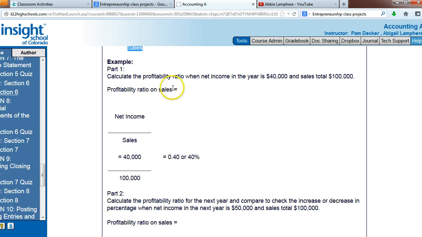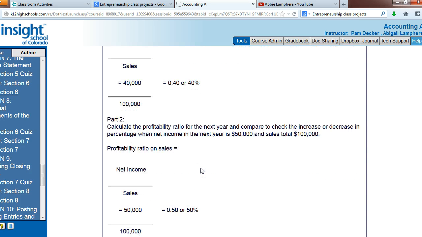So let's look at this example. Calculate the profitability ratio when net income in the year is $40,000 and sales total $100,000. So we put net income over sales, which is $40,000 over $100,000. If we divide that out, we get 0.4, and we want to turn that into a percentage. So 40% of our sales gets turned into net income. That's a good estimate to give your business when you're looking at, okay, we're averaging about 40% of every item we sell goes directly towards net income once we subtract out expenses and all that other jazz.